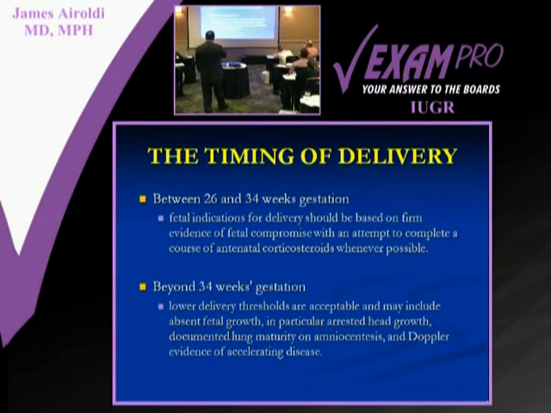What about if you're between 26 and 34 weeks? It should be based on evidence of fetal compromise when an attempt to complete steroids. After 34 weeks and you've got an IUGR baby that's pretty sick, I think your threshold is much, much less. And certainly by 38 weeks, generally in our hospital, if a baby is truly IUGR with abnormal Dopplers, they're going to be delivered by 38 weeks.